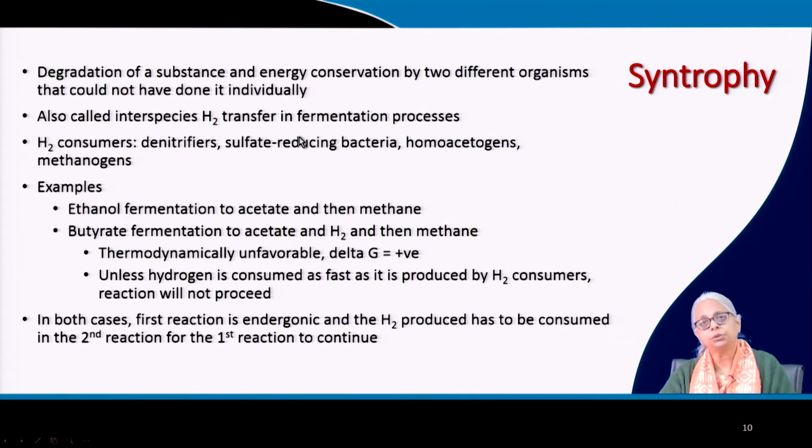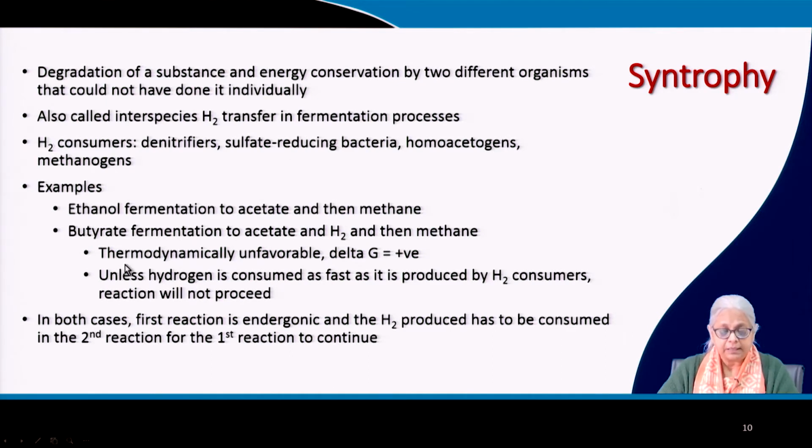So I've already mentioned to you that you have acetogens, which are generating hydrogen and acetate, and you have methanogens. So these two groups of bacteria have to transfer hydrogen from one point to another, and this is the syntrophy between them. So what are the hydrogen consuming organisms? We have denitrifiers, we have sulfate reducing bacteria, we have homoacetogens, and we have methanogens. All of them are consuming hydrogen. Examples are ethanol fermentation to acetate and then methane, butyrate fermentation to acetate and hydrogen and then methane.